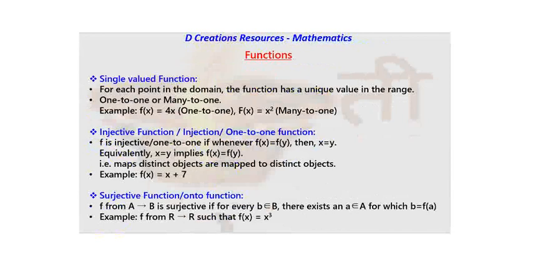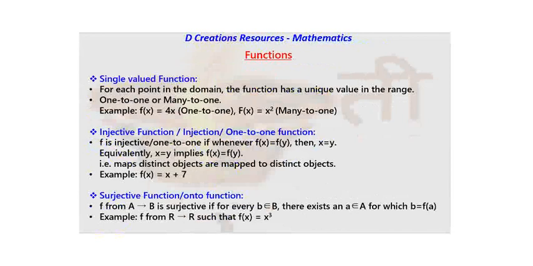Now, we've understood that there's a domain, which is basically the input, all the elements that act as an input, and there is a range, which is basically the output. Now, consider any element from the domain. If it has a unique image in the range, it will be called a single valued function.